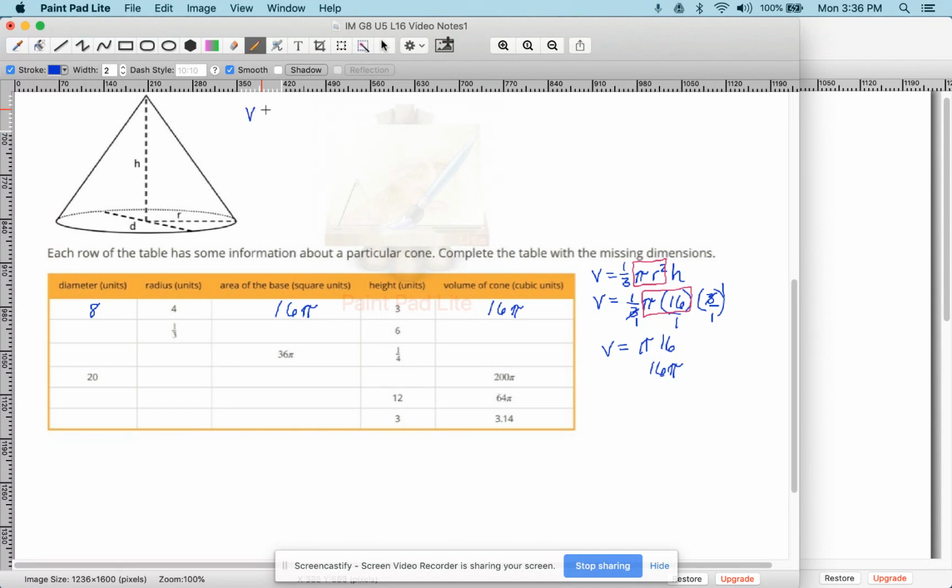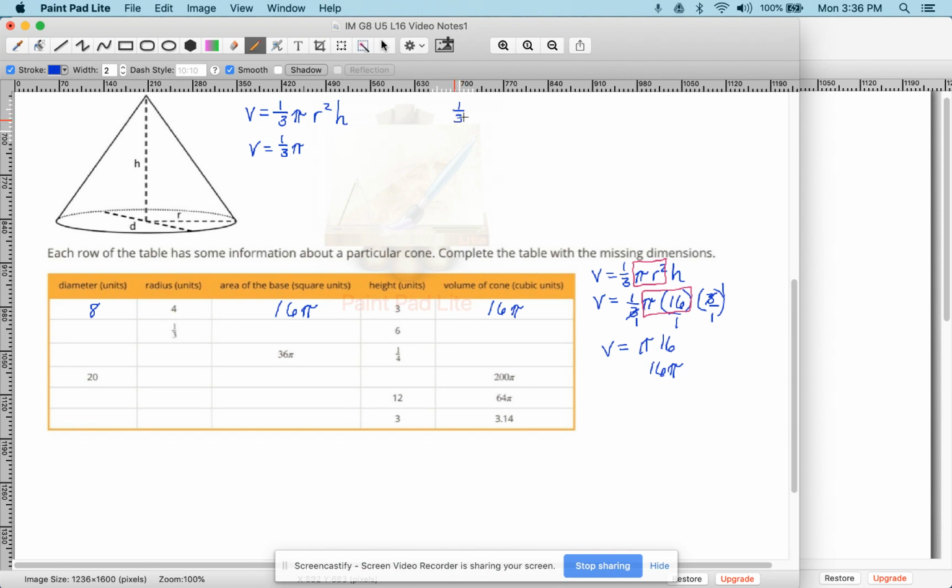So I'm going to start with the volume of the cone. Volume is 1/3 times pi times radius squared times height. They didn't give us the volume, so I'm going to keep my variable there. 1/3 times pi, that's a given. The radius they gave us is 1/3, so I need radius squared.